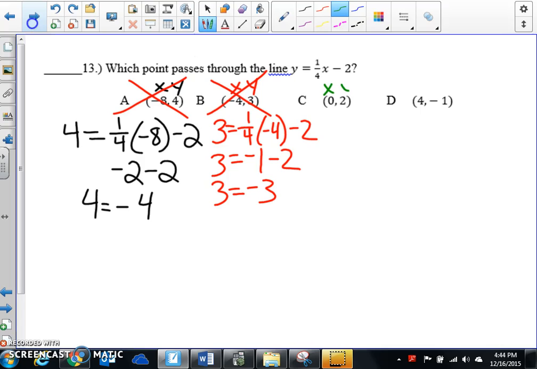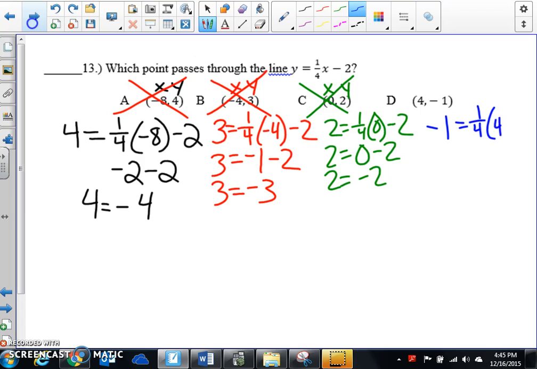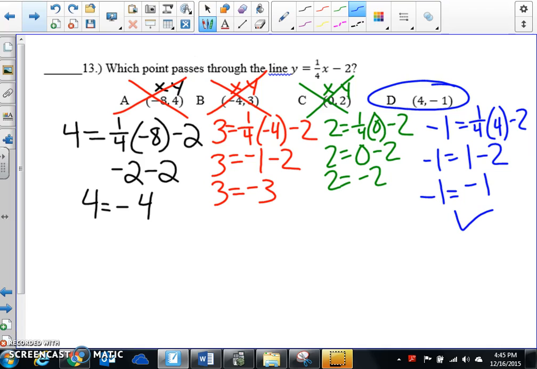Plug in this one. This is x, this is y. Y is 2, x is 0. 1/4 times 0 is 0. 0 minus 2 is -2. 2 is not equal to -2. And last but not least, my y is -1. My x is 4. 1/4 times 4 is 1. 1 minus 2 is -1. -1 does equal -1, so that is my point.